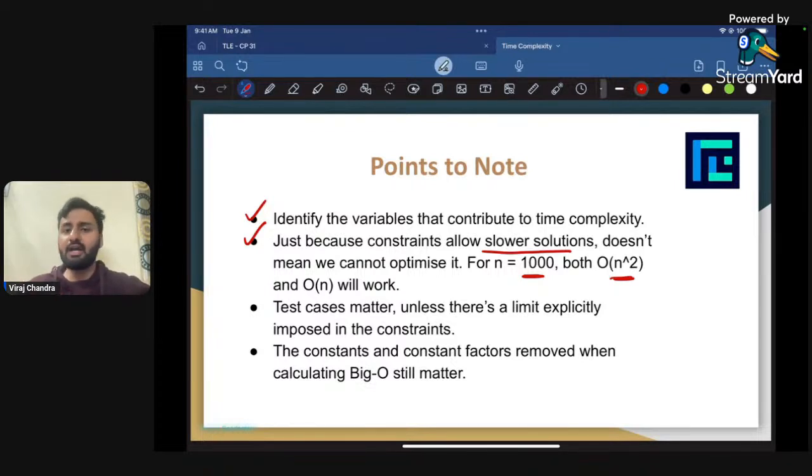It's less than 10 power 8 order. Great, good to go. I'll make it. But what if this solution could have been optimized to O of n? O of n will also work because O of n, of course, is faster than O of n square.